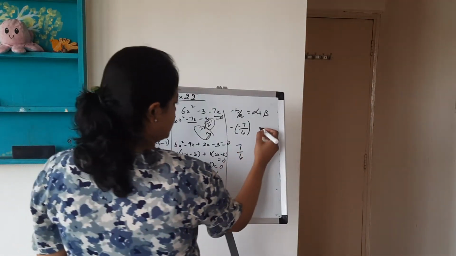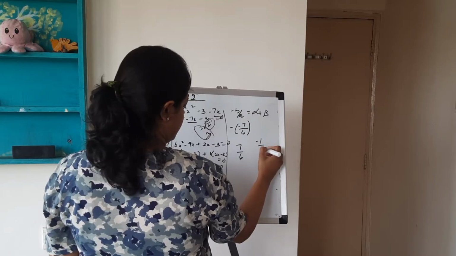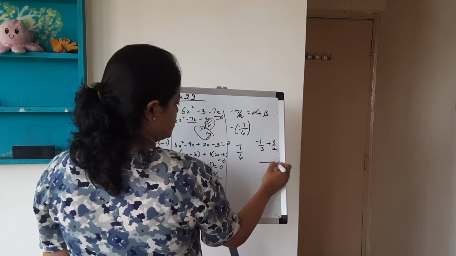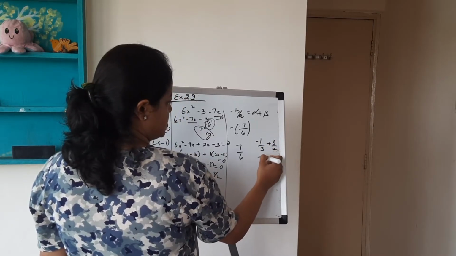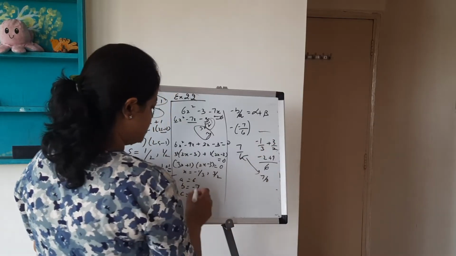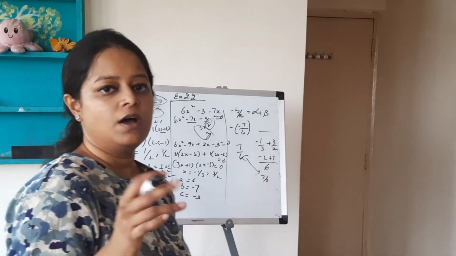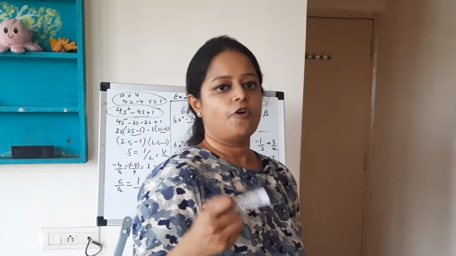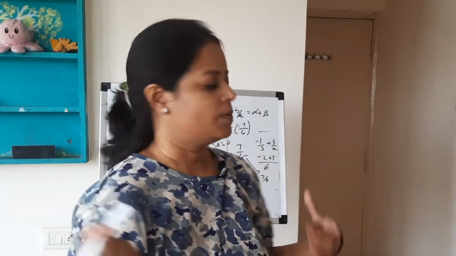What is the RHS here? Minus 1 by 3 plus 3 by 2, which is like 6, minus 2 plus 9, which is what? 7 by 6. LHS is equal to RHS. Hence, the first one is proof that the sum of the two zeros of a quadratic polynomial is equal to minus b by a.